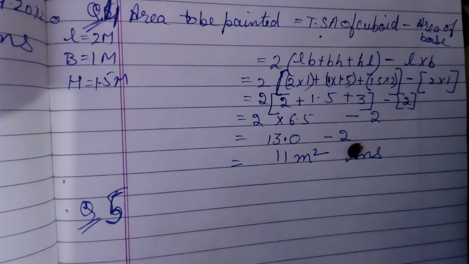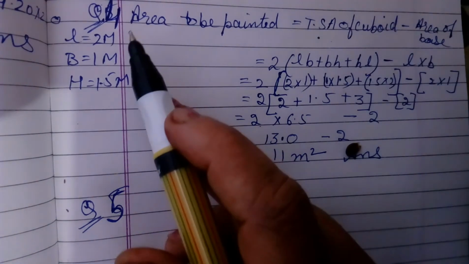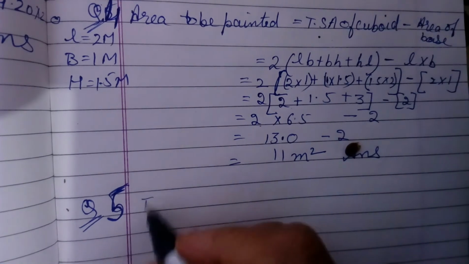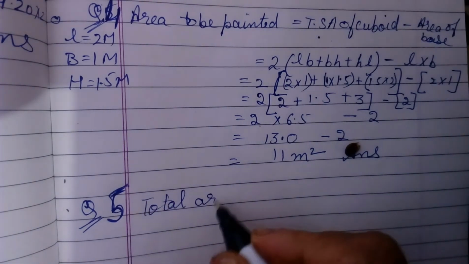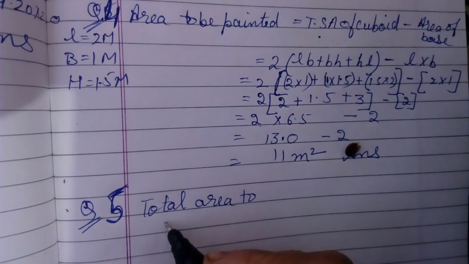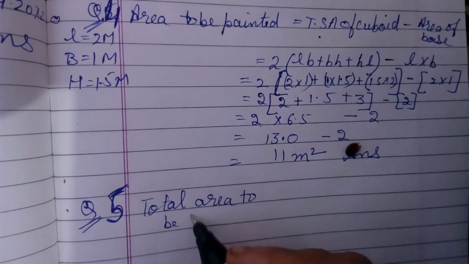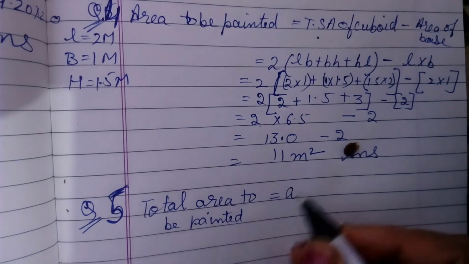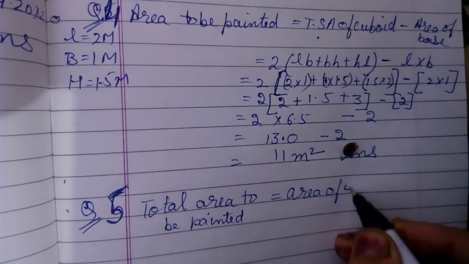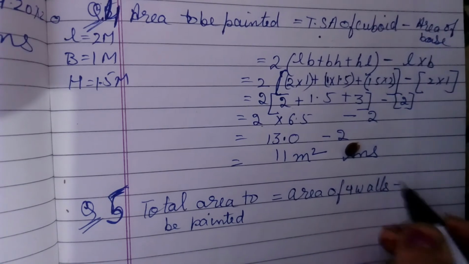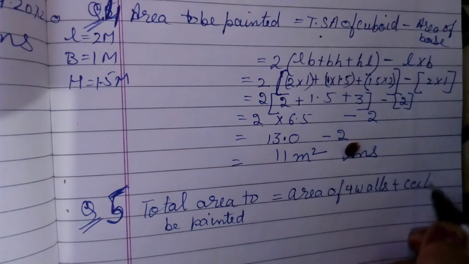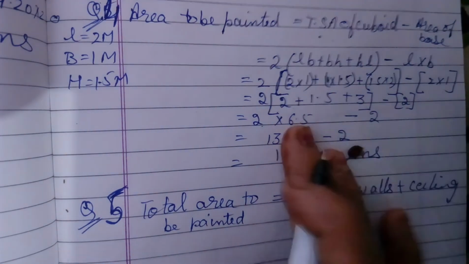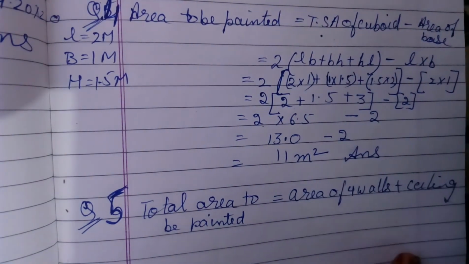Sorry, the previous was question number 4 and this is question number 5. So in the fifth, what is the total area to be painted? The area to be painted is equal to the area of the 4 walls plus the ceiling that you have to paint. Or you may even do it like this also: total surface area, and then subtract the base from it.